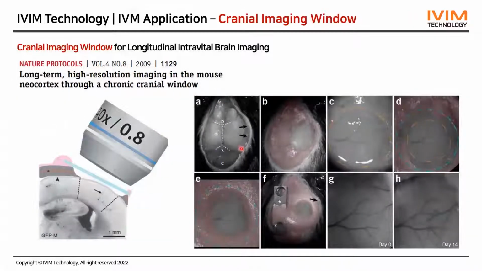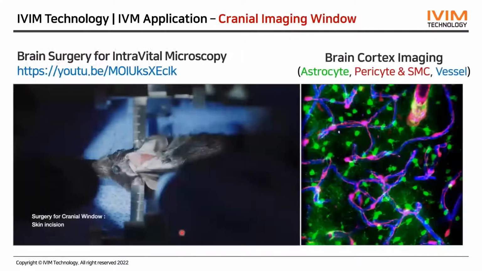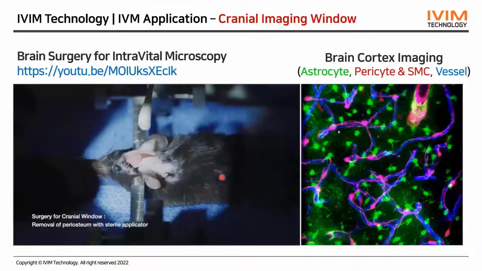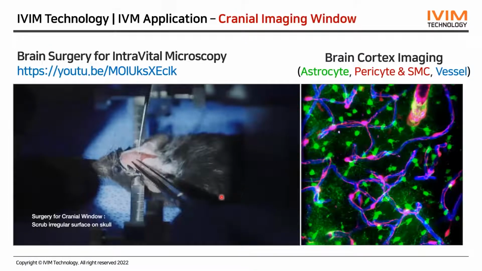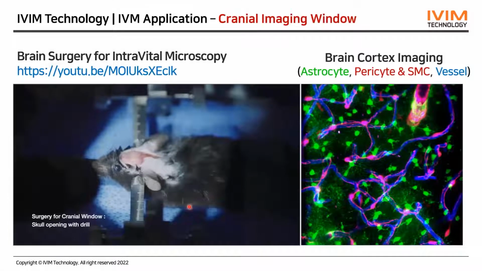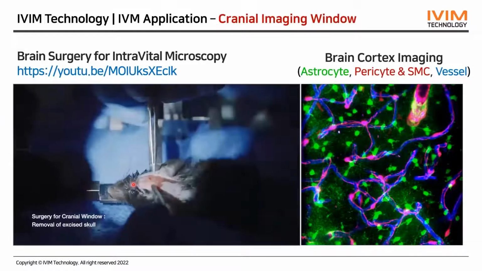For longitudinal in vivo imaging of the brain, we utilize a cranial imaging window. So we implanted the cranial imaging window chamber using dental cement on the cranial bone, as in this picture. For the cranial imaging window, we first make a scalp skin incision, remove the periosteum with sterile ear tips, and scrub the surface of the skull, and make a circular groove in the skull with the drill, and remove the excised bone flap.